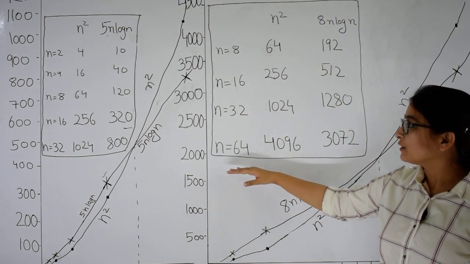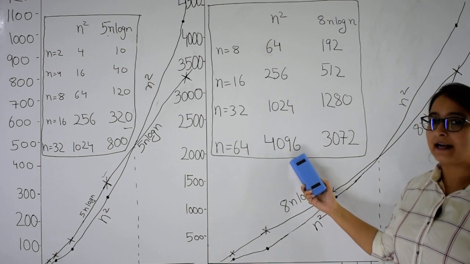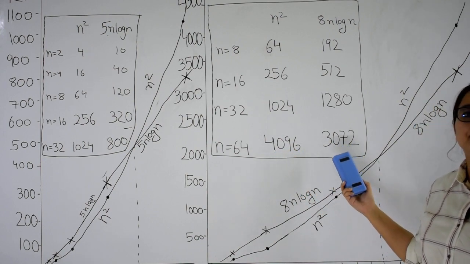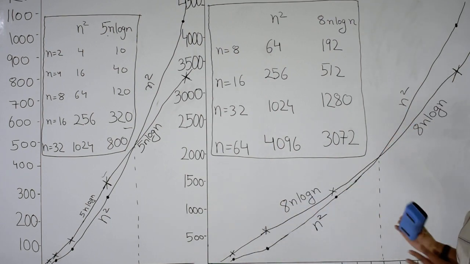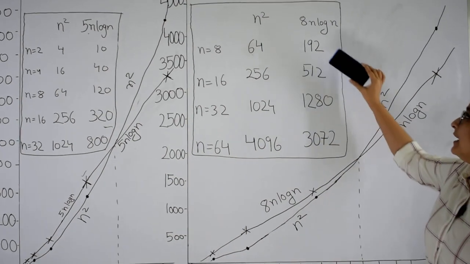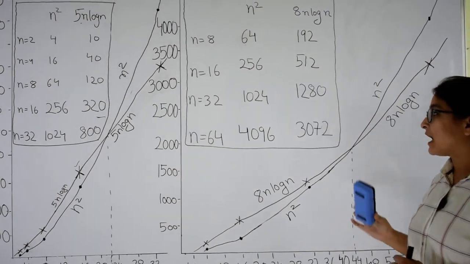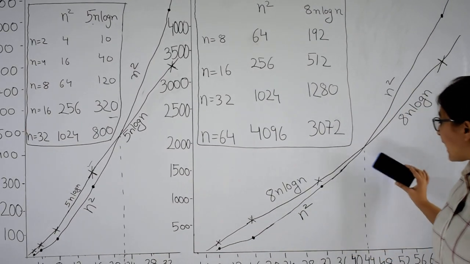But when we check n equal to 64, what happened? n square is 4096 and this is 3072. So here also the transition happened, that 8n log n is finally giving a smaller value as compared to n square, but the value at which it happened was different.